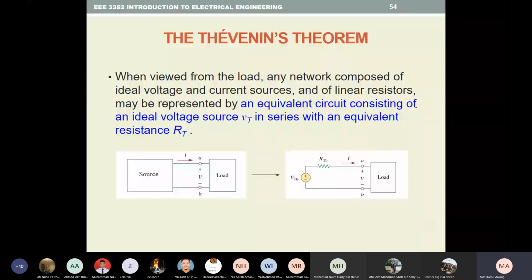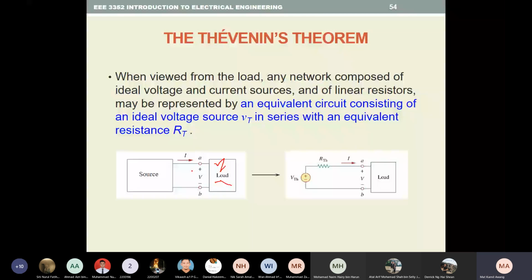Okay. So Thevenin's theorem: when viewed from the load, any network composed of ideal voltage and current sources and of linear resistors may be represented by an equivalent circuit consisting of an ideal voltage source VT in series with an equivalent resistance RT. So let's say you have a circuit like this. You have a source and you have a load. The load can be resistors and whatnot, can be many resistors inside here, and you have a source here.